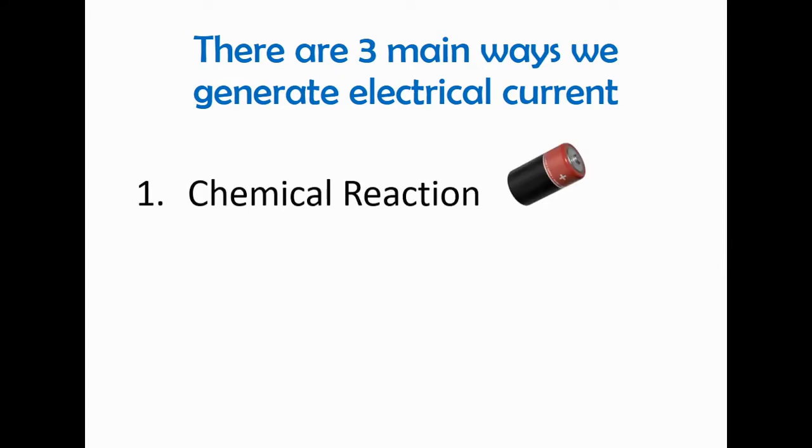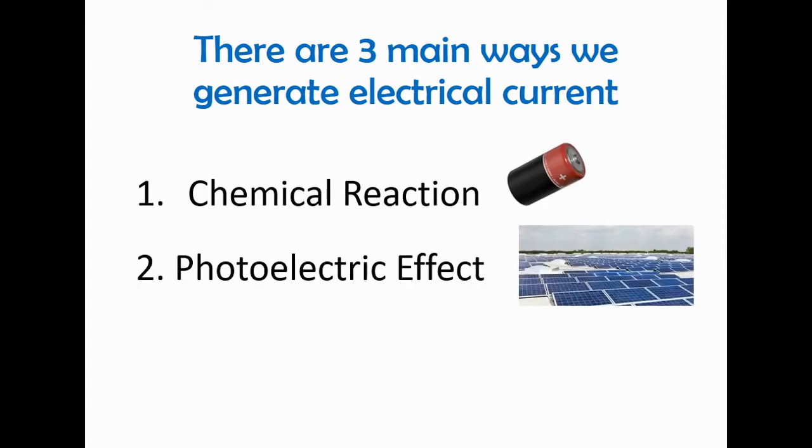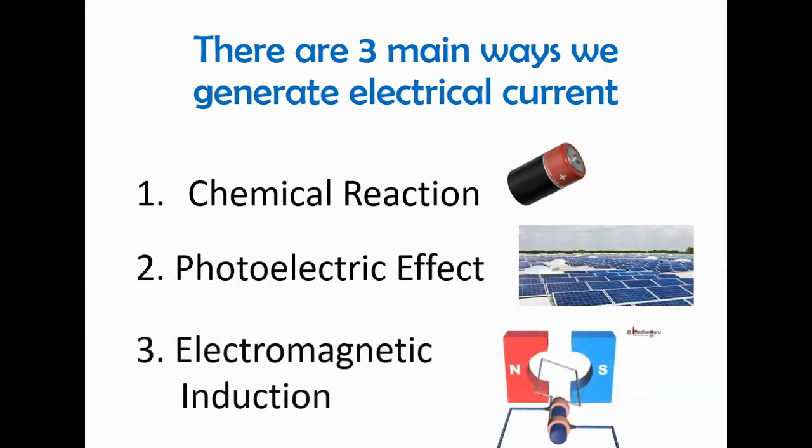There are three main ways we use to generate electrical currents. In batteries, we use a chemical reaction. In solar panels, we use the photoelectric effect. And in most of the things you think of as electrical generators, we use a process called electromagnetic induction. Let's look at those three processes in a little bit more detail.